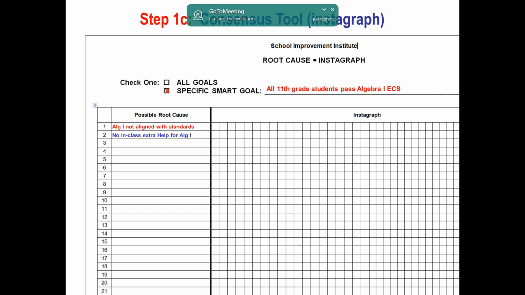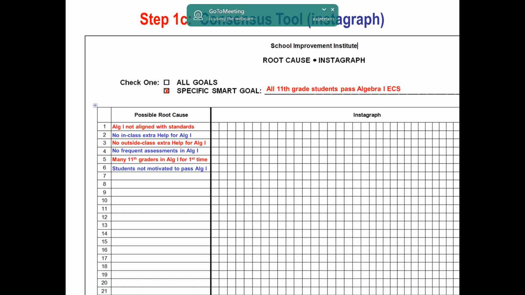Next person says, yeah, but I think it's that there's no in-class extra help for Algebra 1. Third person says, yeah, but there's also no outside of class extra help. And then somebody else says, you know what, we're really not using frequent assessments well. Someone else talks about how many 11th graders are in algebra for the first time, so they don't have time to repeat the course if they fail it, or to go through it at a slower pace. And then somebody says, not only that, but students aren't motivated.